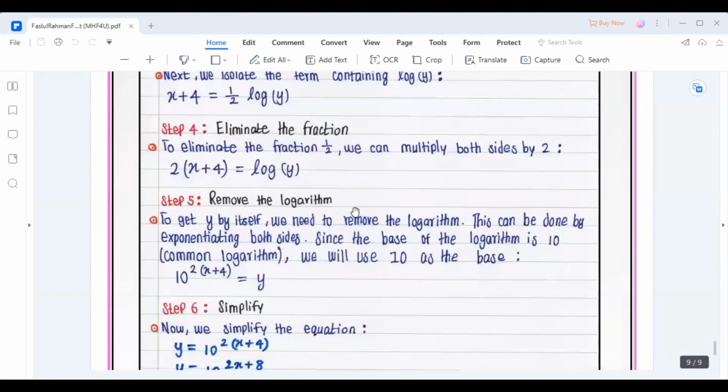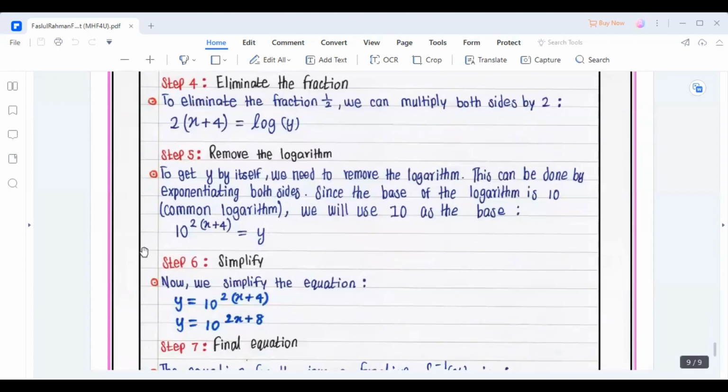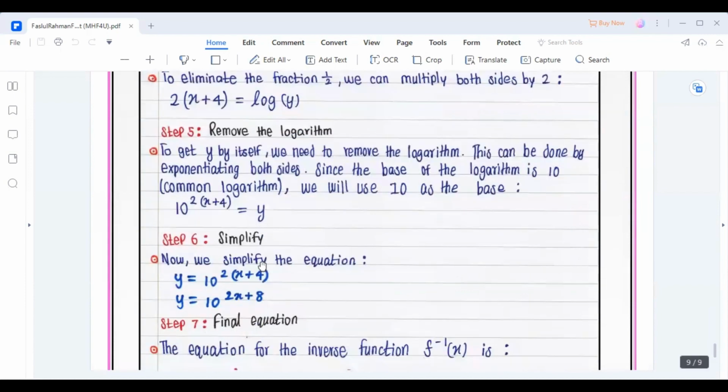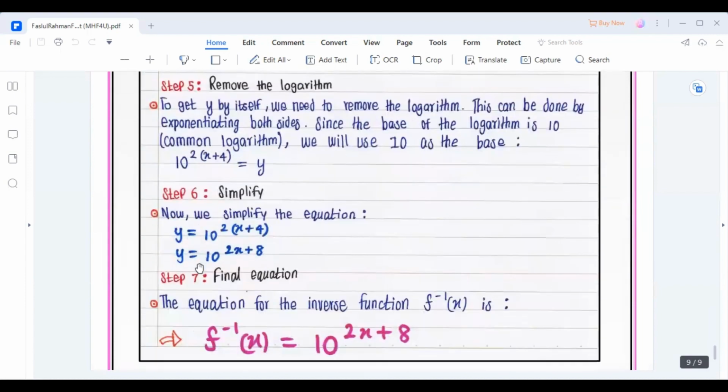Step 5, remove the logarithm. To get y by itself, we need to remove the logarithm. This can be done by exponentiating both sides. Since the base of the logarithm is 10, we will use 10 as the base. So 10 to the power 2 within bracket x plus 4 equal y. Step 6 is to simplify. Now we simplify the equation, which is y equal 10 to the power 2 within bracket x plus 4. So y equal 10 to the power 2x plus 8.